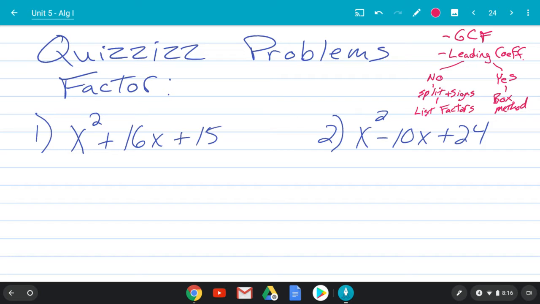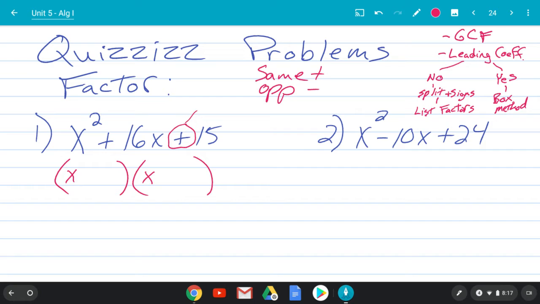So let's jump in. Number one, x squared plus 16x plus 15. Is there a GCF? No. Hey, reminder, if there's no leading coefficient, there's not going to be a GCF, right? Next question, is there a leading coefficient? No. So split in signs. Split in signs means set two sets of parentheses, put a variable in each, in this case an x in each. Then I look at my signs. My last sign tells me whether it's going to be the same or opposite. Well, if it's a plus sign, it'll be the same signs. If it's a minus sign, they'll be opposite signs. Well, that's a plus, so I know they're going to be the same.